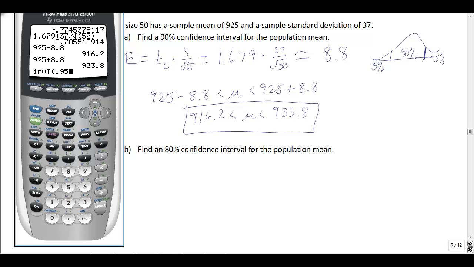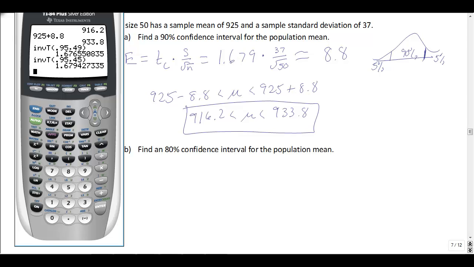So I do invert T 0.95, and then I have to put the degrees of freedom, which is 50 minus 1, that's 49. So that gives me 1.677. Note this is different because we went to degrees of freedom 45, or if you went to 45, you should get something that rounds to 1.679. So you can get a more precise answer there. Again, I believe the TI-83 or some versions of the 84 won't have that invert T. So you go to second distribution, you may be missing this invert T here. So you can't really do things that way.